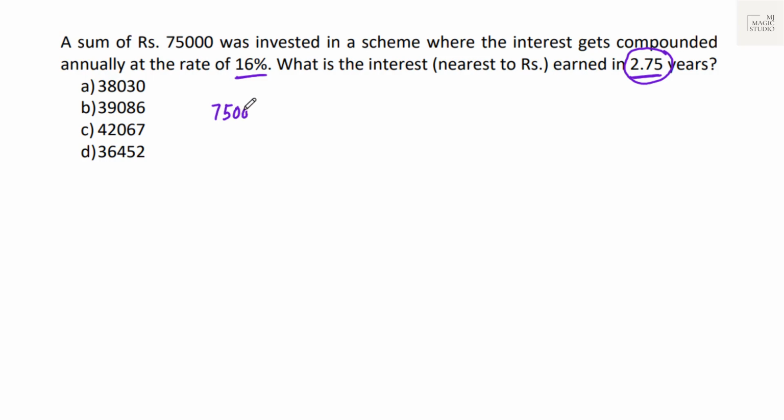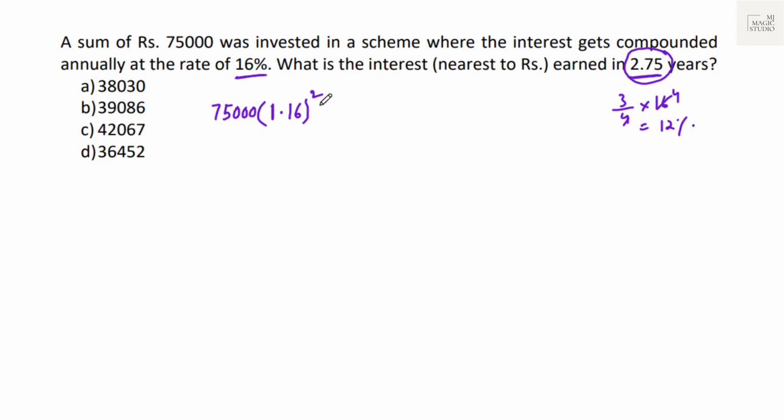First we will find the amount at the end of the completed whole number years, which is 2. That would be 75,000 into 1.16 to the power 2. Now this money is earning interest for 0.75 of a year at 16%. 0.75 means 3 by 4 into 16, that is 12%. So getting 16% for 0.75 years is equivalent to getting 12% for the entire year.